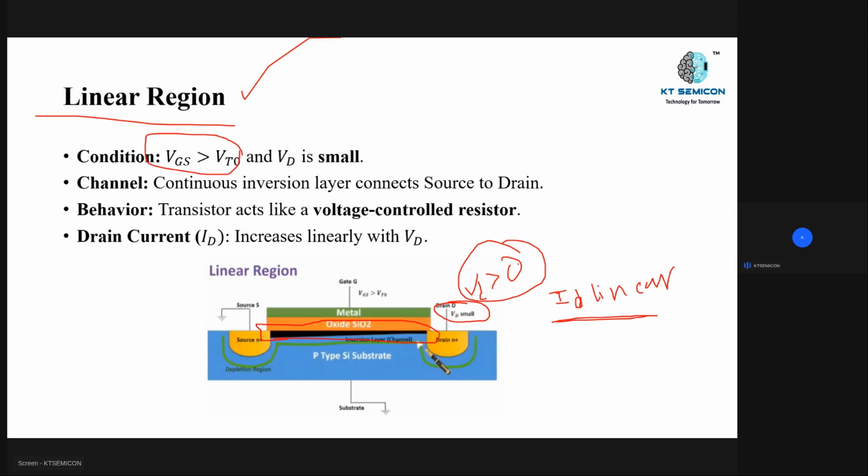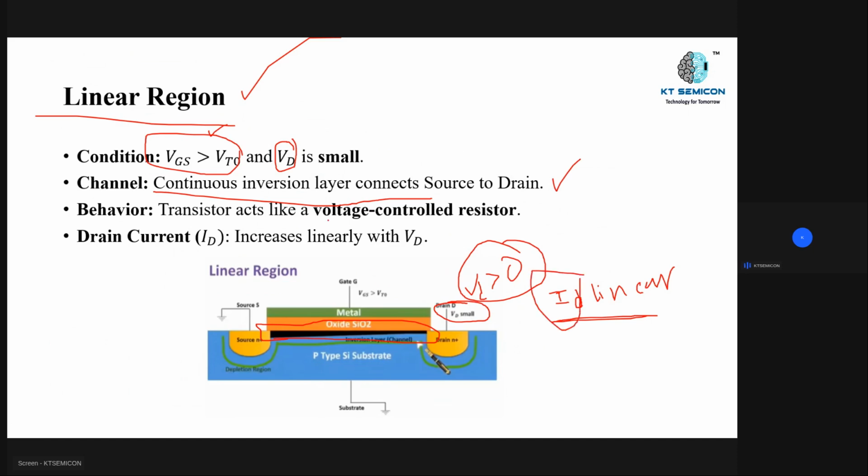Okay, so here whenever we are applying a gate voltage more than my threshold voltage, and we can observe some VD in the form of a small amount of VD voltage, then a continuous inversion layer connection forms. There is one connection between source and drain, right? So we have one conducting channel, and there is electron movement between source and drain. That's why we have some ID current.